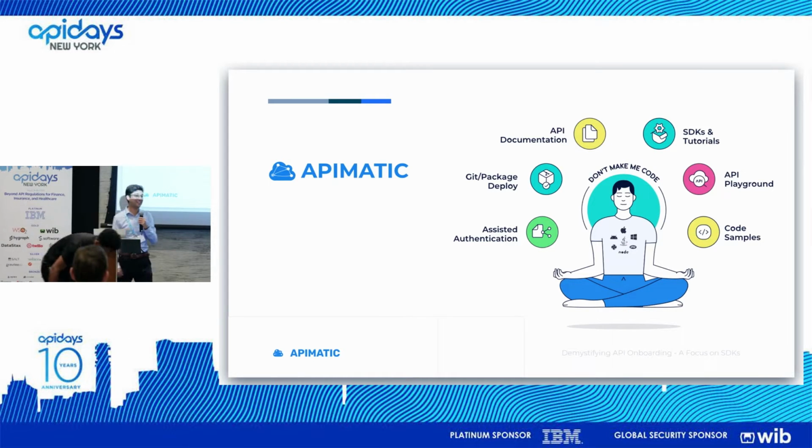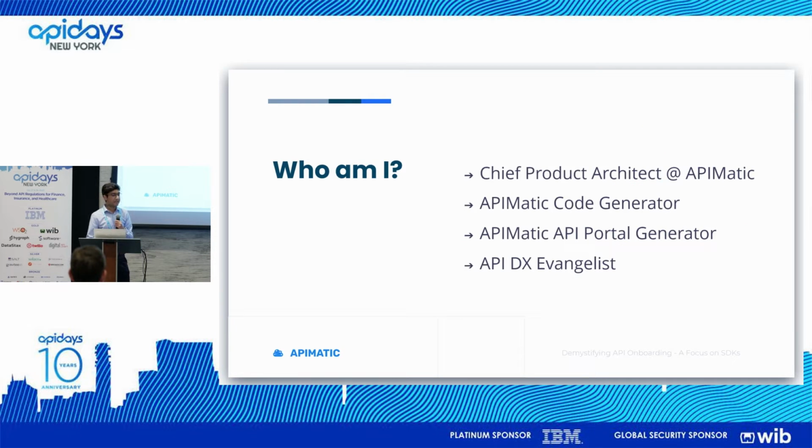Great. Okay, so if you have an OpenAPI spec, you can upload it to APIMatic and it will give you auto-generated SDKs, that is client libraries, and API documentation. I work on the API code generator team as well as the API portal generator tool that APIMatic has, and I also work as an API evangelist.